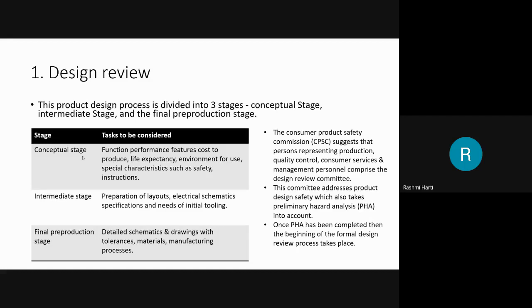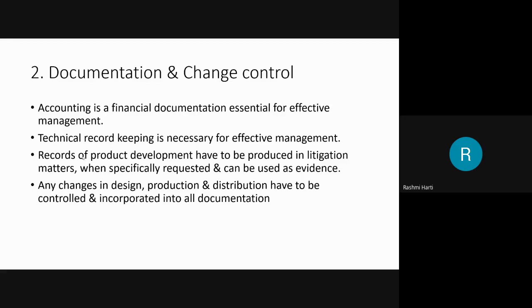So this committee addresses the design safety, which also takes preliminary hazard analysis (PHA) into account. They go through the preliminary hazard analysis and see to it that they design things in such a way that the safety of the employee is ensured. Once this preliminary hazard analysis is completed, the formal design review process can begin. Fine.